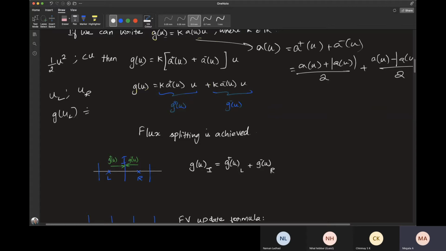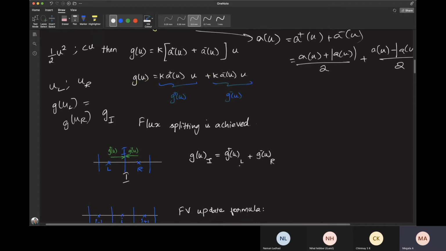Since G of u is a function of u, if in that function I substitute u as UL, I'm going to get G of UL. So I can evaluate the flux at the cell centers. Both G of UL and G of UR can be evaluated. But how do we evaluate the flux at the interface? This interface is now I. So how do we evaluate the flux GI, the flux at the interface I? To do that, let's see how we are doing it.